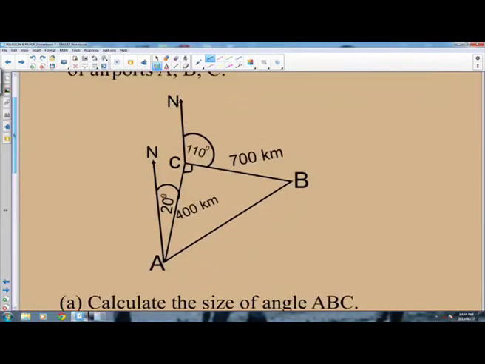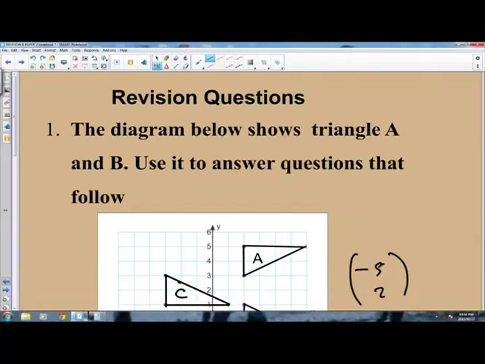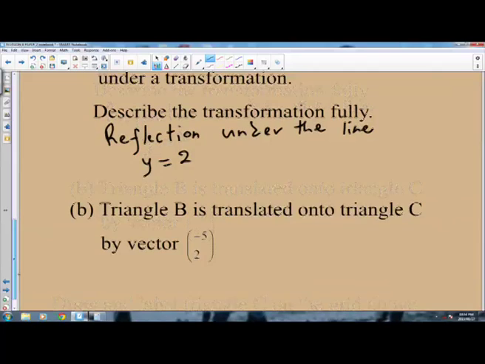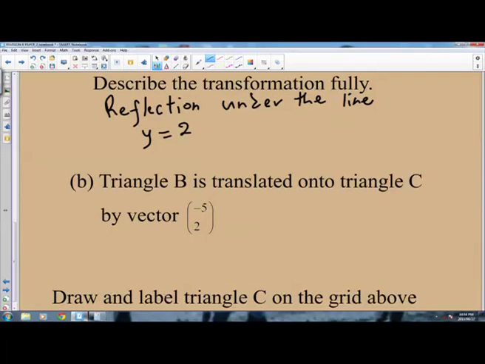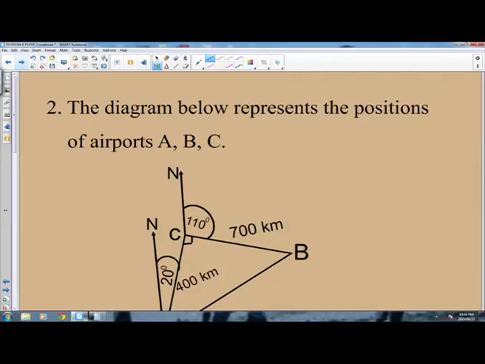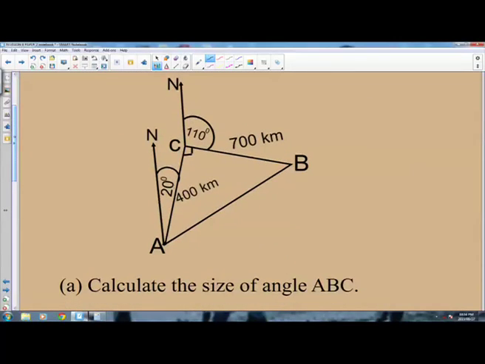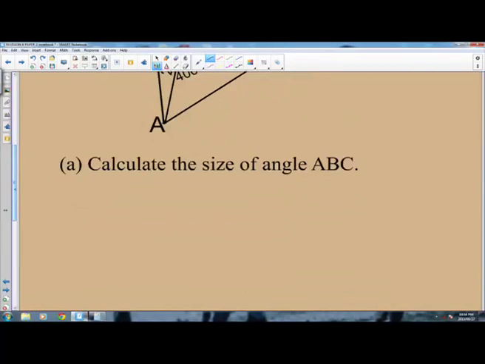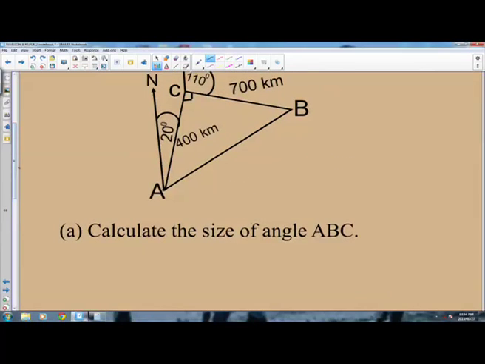Question number 2. Question number 2 says, the diagram below represents the position of airports A, B, and C. That's the diagram that we're having. We are told that it's airport A, B, and then C. And then the question says, you are to calculate the size of angle ABC. This simply means you are to find the angle at B. Before we can work this question out, let us go for a short break. When we come back, we'll start working on this question.